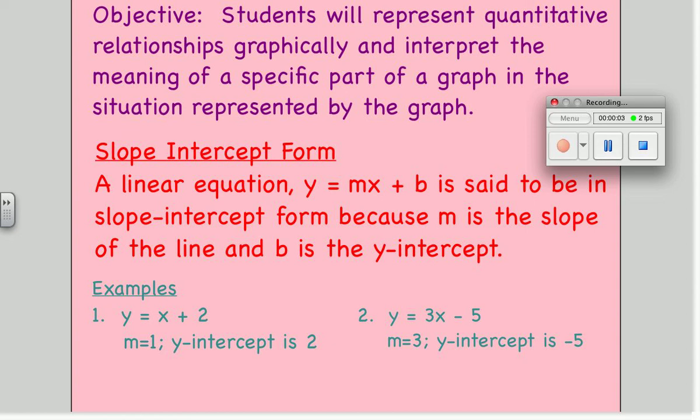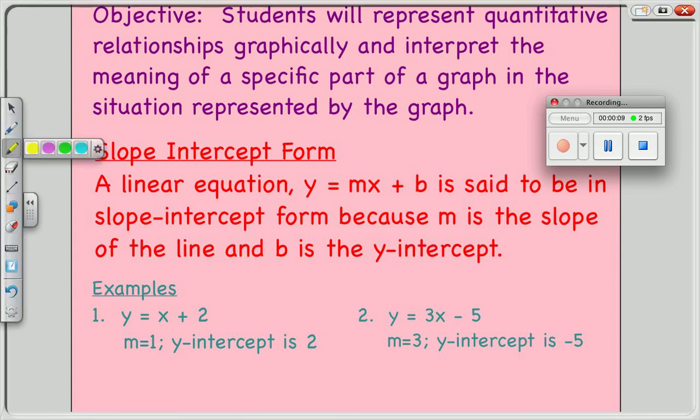Okay, this is 11.6. Go ahead and write the objective.